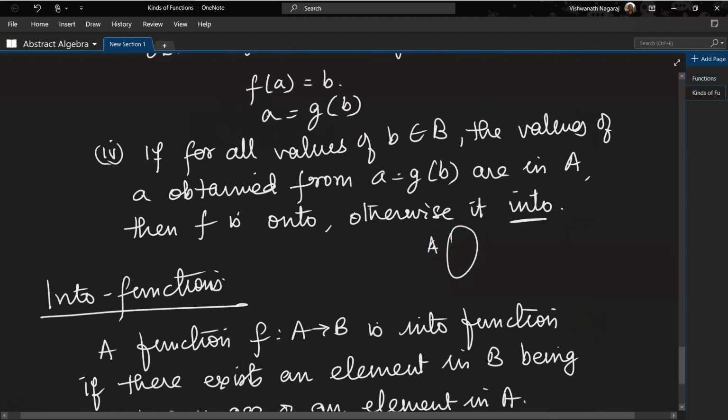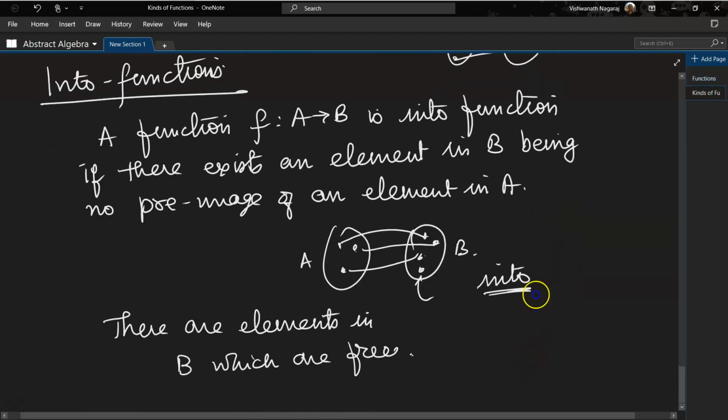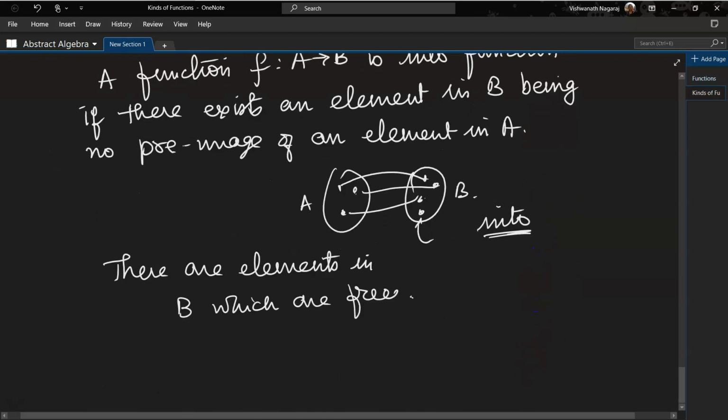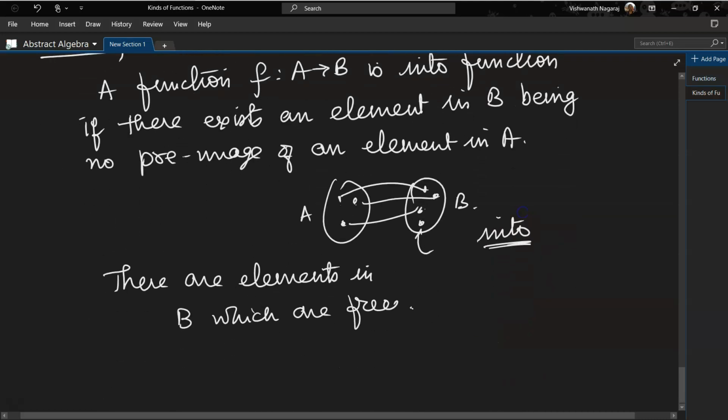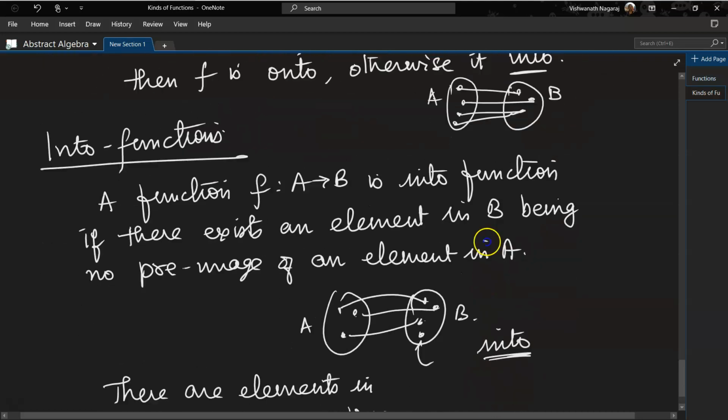So if you have A and you have these, and let's say you have this, then you have something like this. So you have A, you have B. Each element of B is an image of an element in A. It's not necessary that this be exactly like this. It could be something like this as well. Every element of B has a corresponding element in A. So this is onto and this is into.